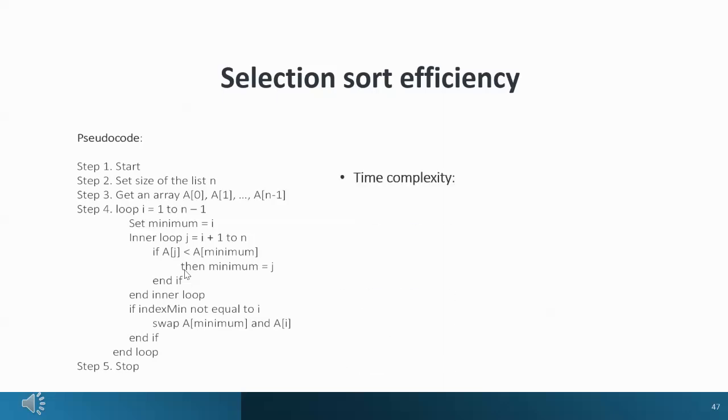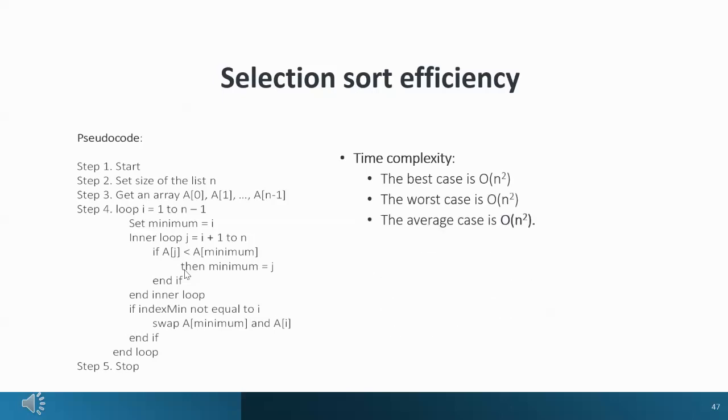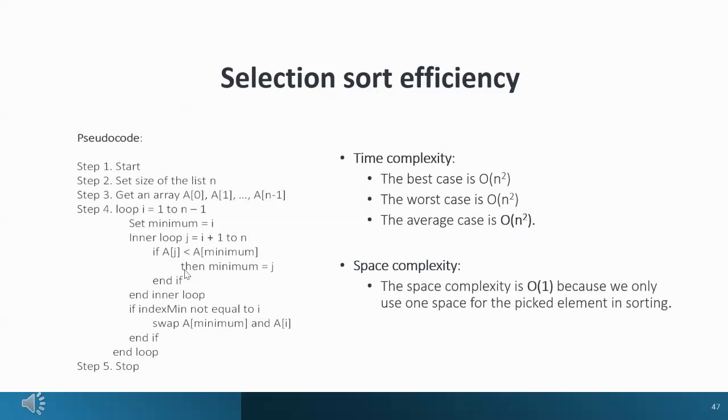About time complexity, we also consider best case, worst case, and average case. For selection sort, all of them are big O(n^2) because we need to compare every element and then sort every element, so it's n multiplied by n, which is n^2. For space complexity, it is big O(1) because we only use one space for the picked element in the sorting.